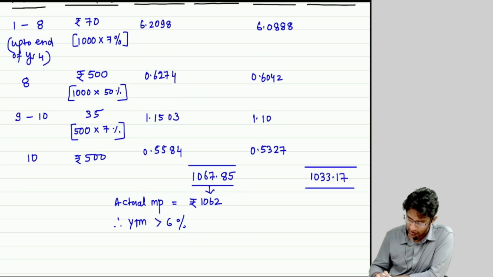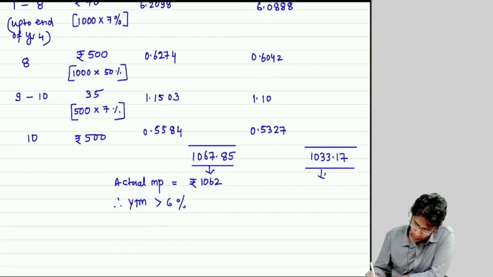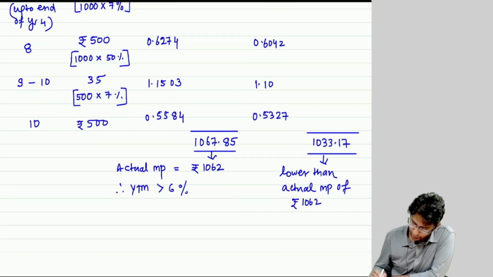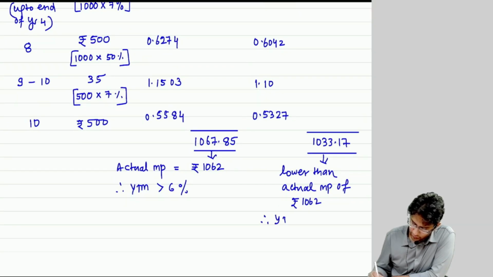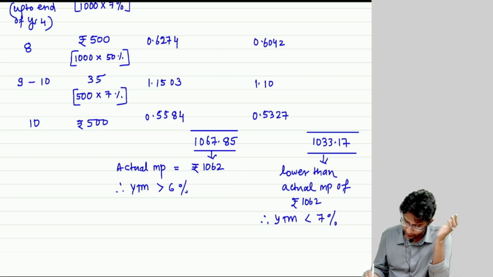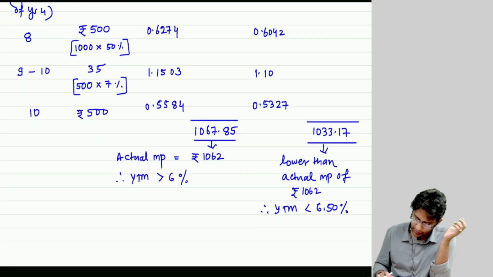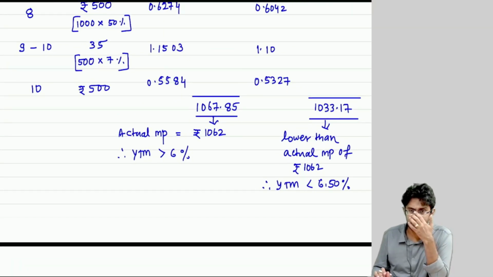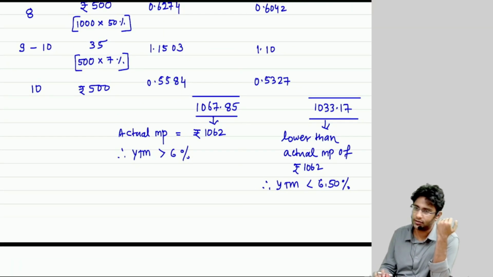So your PV of cash inflows now went lower than the actual market price of 1062. What is the conclusion of this? Therefore, YTM is less than 6.5%. So from this, the conclusion is your YTM lies between what and what? 6 and 6.5. You just have to interpolate and get the answer. That's it.